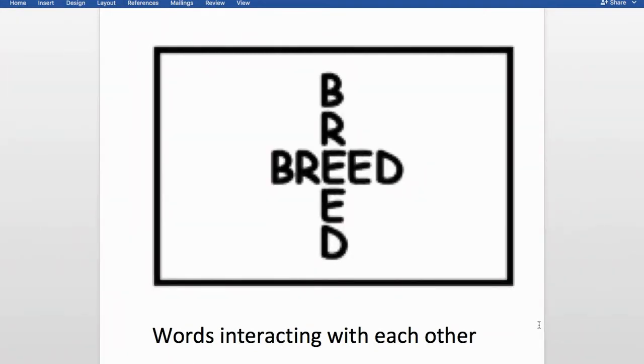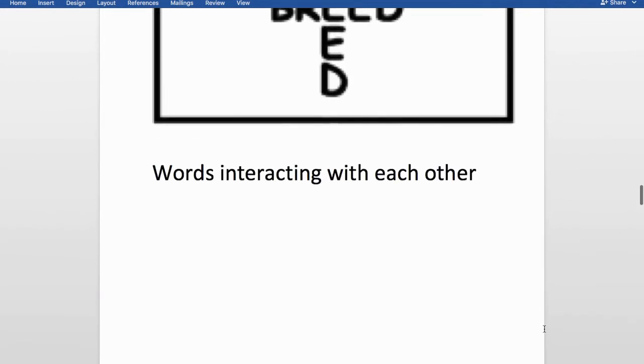If it's just a word in the box, that's one thing. But if the words are interacting with one another, it's trying to indicate something that would be in the phrase that you're trying to solve.